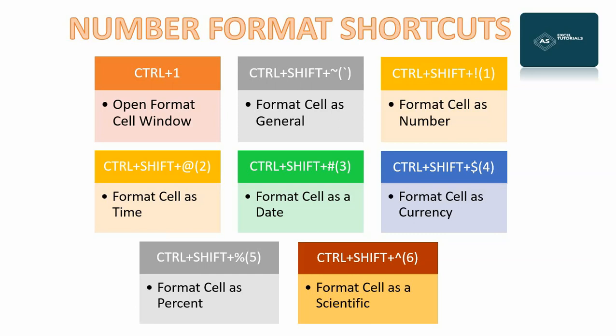What if you want to format a cell as a date? Ctrl, Shift and hash. Format cell as currency. Ctrl, Shift and dollar sign. Format cell as percent. Ctrl, Shift, percent sign. Format cell as scientific. Ctrl, Shift and caret.